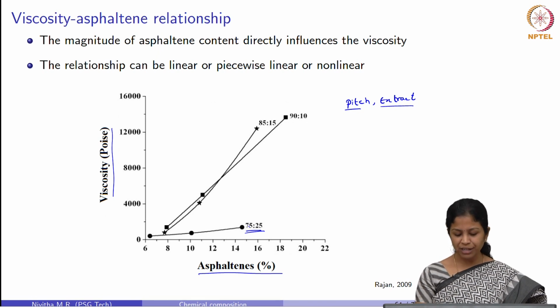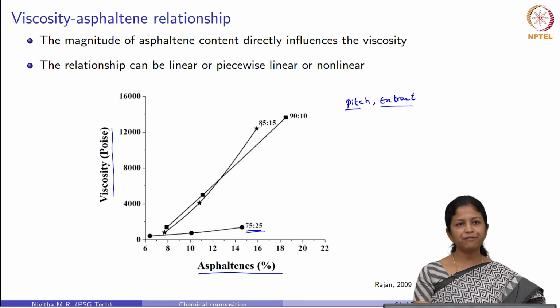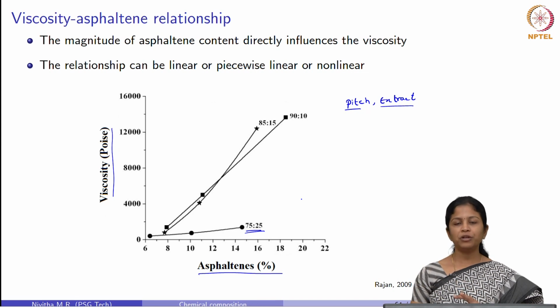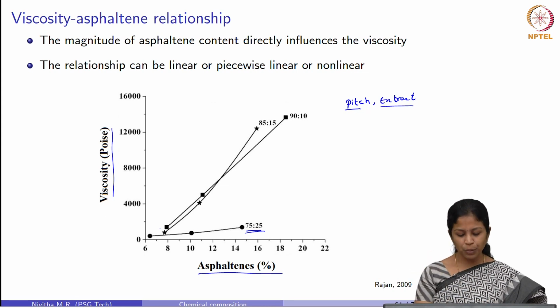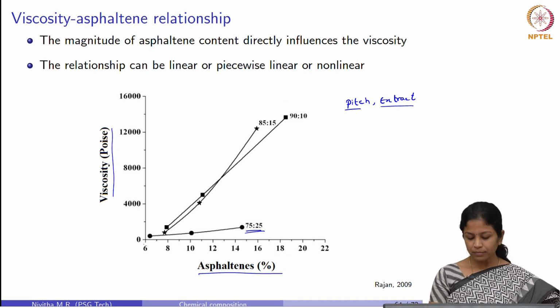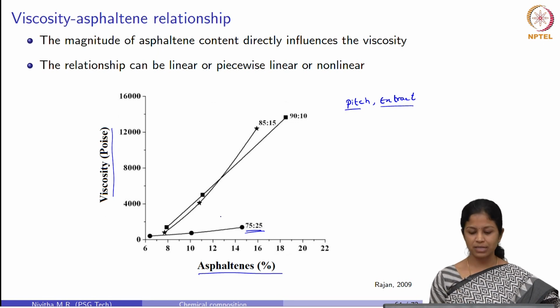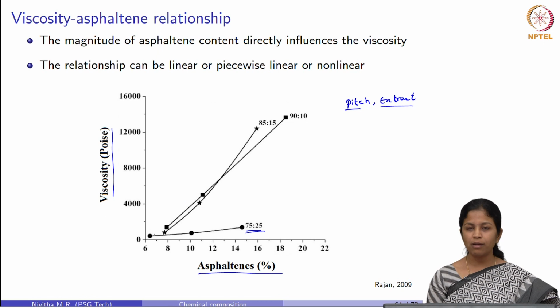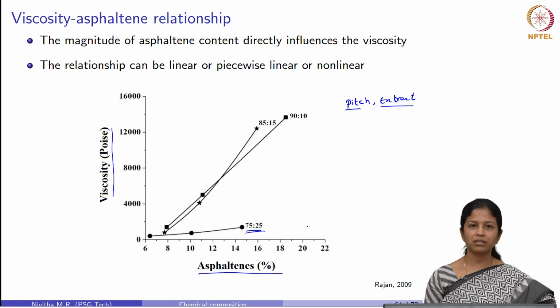So in one case 75% pitch and 25% extract, in another case 90% pitch and 10% extract, and in the third case 85% pitch and 15% extract. So they were combined in different proportions to get bitumen of different grades. We can see in each of them the increase in asphaltenes reflected in an increase in viscosity of the system. However, the slopes were different depending upon the proportion of pitch and extract, but still we can see that there is almost a linear relation between increase in asphaltene content and increase in viscosity.